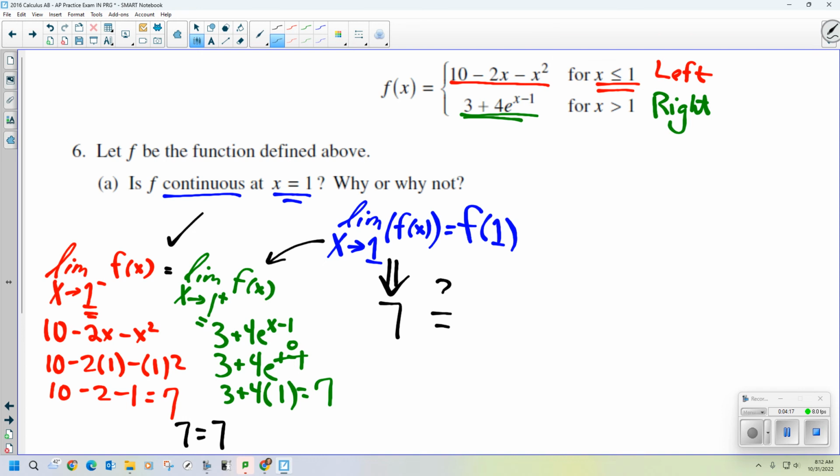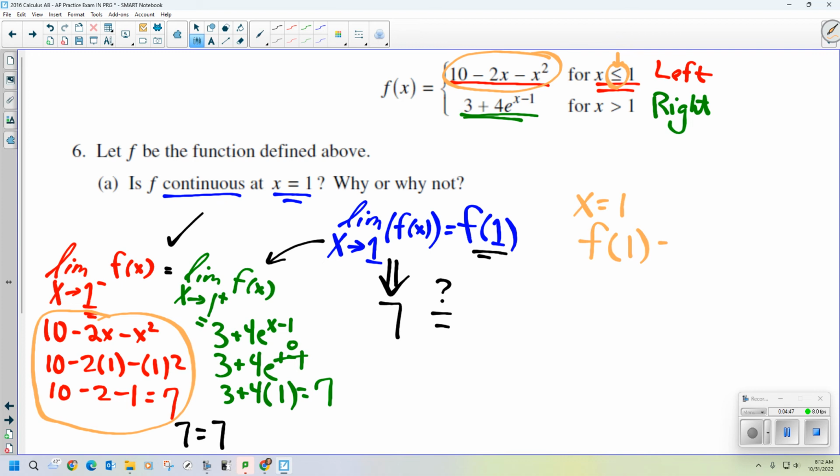Does it equal f of 1? Well, now we're just plugging x equals 1 into our function. Which one, the left or right, will I pick if x is 1? This one right here, because it's less than or equal to 1. We already did that, right here in the bottom left of your screen. We already plugged that in. So I'm just going to say f of 1 is 7. We already showed the work. If these two are equal, which they are, that means it's continuous.